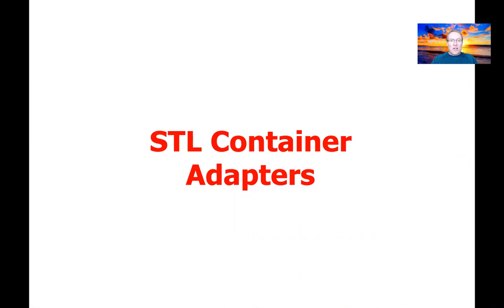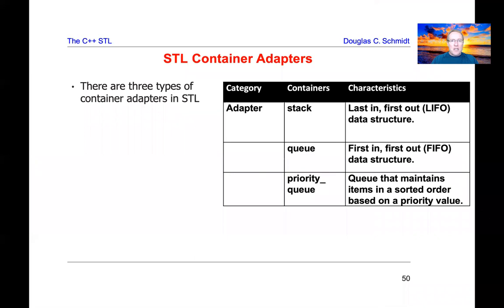So now that we finished our discussion about iterator adapters, it's time to turn our attention to the second class of adapter in STL, the so-called container adapters. As you'll see, there are three types of container adapters in STL: stacks, queues, and priority queues.